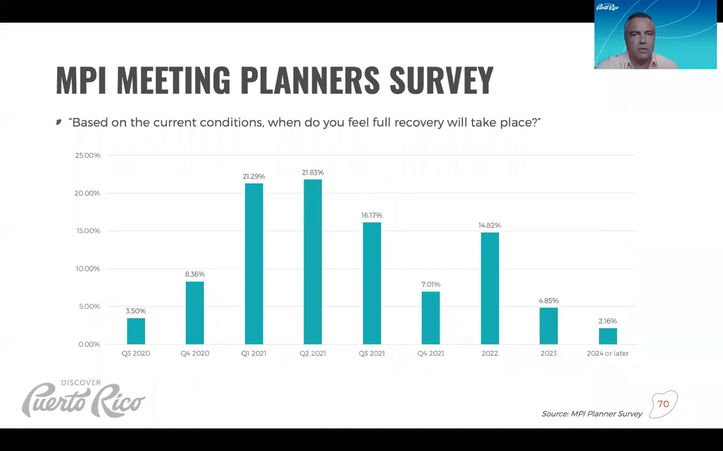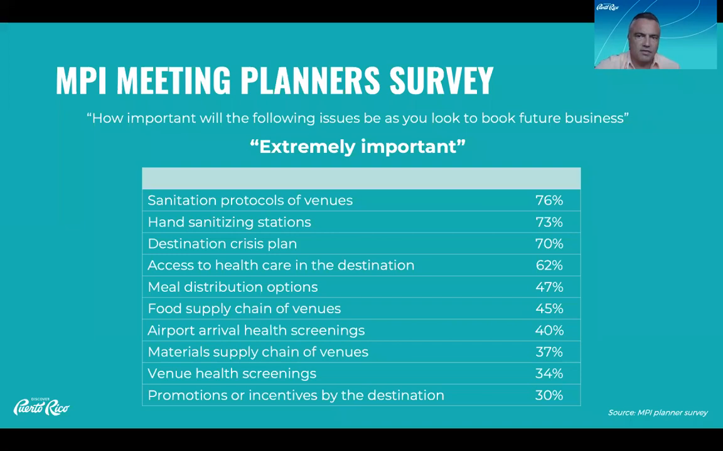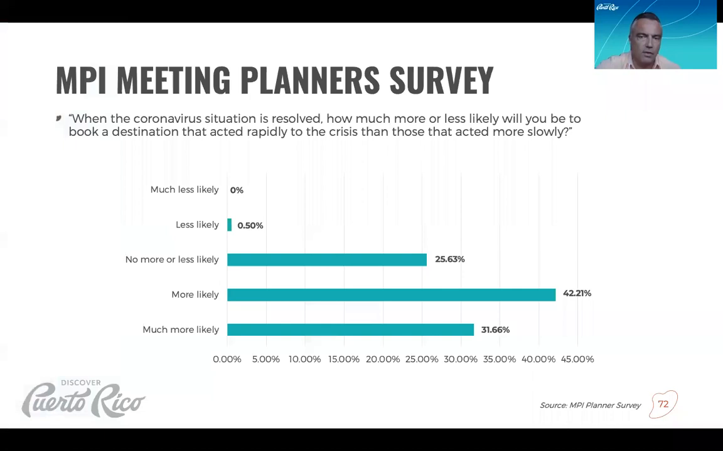And once again, this is important. When planners were asked what issues would be extremely important when looking to book events, at least in the short term, they will be looking very carefully at the issues surrounding health and safety. So all of this leads to what we believe is most important to all of us listening here today.